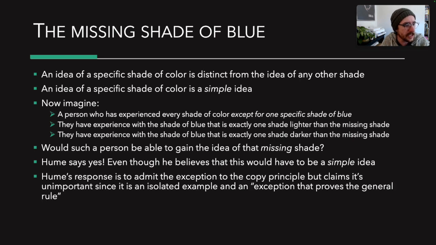But Hume's response, he just says, look, yeah, it's an exception. This is a case where someone has an idea that's not a copy of a past impression. But he says, it doesn't really matter though, it's unimportant. It's an isolated example. It's so rare, we could just go on as if the copy principle is true. This is just the exception that proves the general rule. And so since the copy principle is pretty much always going to be true except for this maybe one very rare case, we can go on using that as our way to analyze philosophical ideas and knowledge. So you should think, is that really an adequate response? And if you think it's not, well, could you say anything else in response to this supposed counterexample?